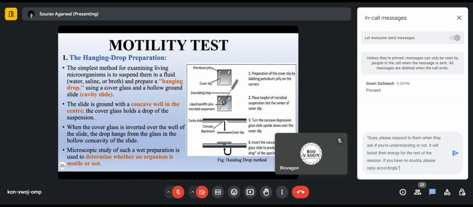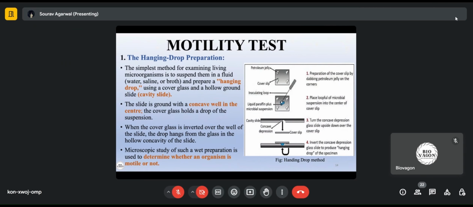Next is the motility test. This is a simple method to test the motility of our organism.